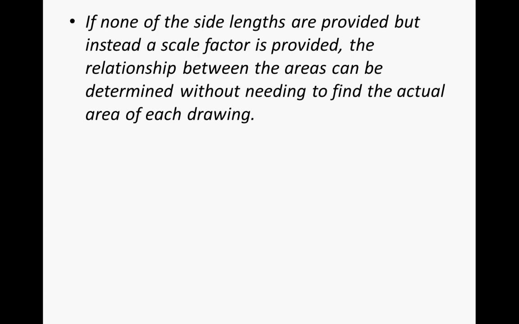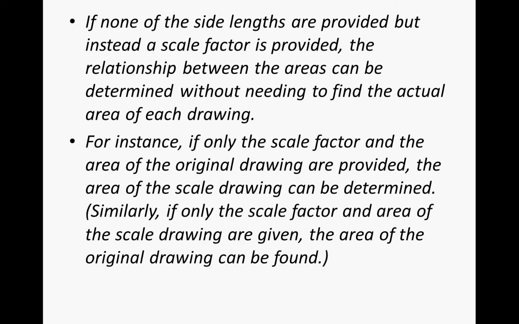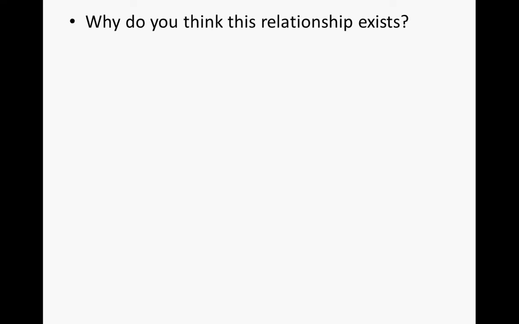Well, if none of the side lengths are provided, but instead a scale factor is provided, the relationship between the areas can be determined without needing to find the actual area of each drawing. For instance, if the scale factor and the area of the original drawing are provided, the area of the scale drawing can be determined. Similarly, if only the scale factor and the area of a scale drawing are given, the area of the original drawing can be found, also without finding the side lengths. So why do you think this relationship exists?